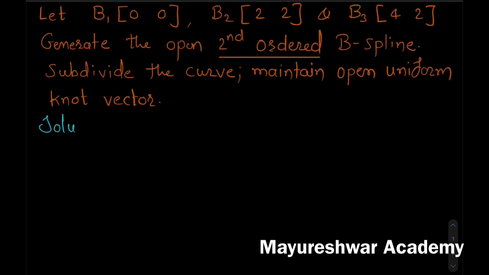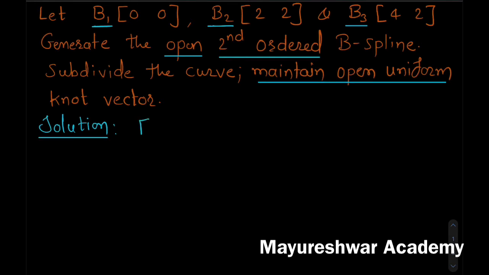First, in the solution, B1, B2 and B3 are points given with x and y as coordinates. The second thing is it's an open knot and second order, as I've said. It's just for demonstration purposes, because the order will be first, degree will be first. Maintain open uniform knot vectors.